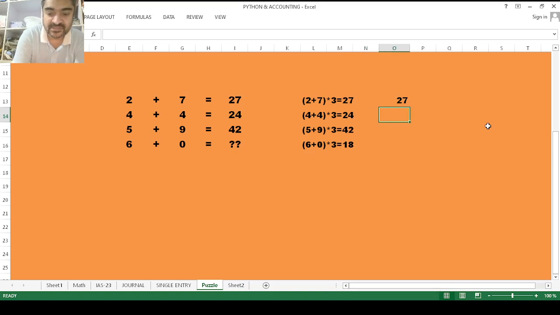Now come to the second equation. 4 plus 4 multiplied by 3 is 24. Then 5 plus 9 multiplied by 3 is equal to 42. 6 plus 0 multiplied by 3 is equal to 18. So that is the answer. 18 was the answer to this math puzzle.